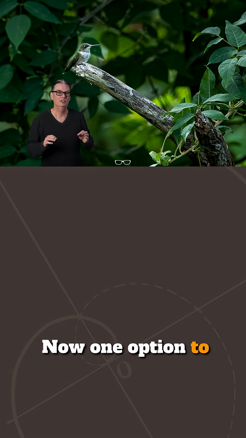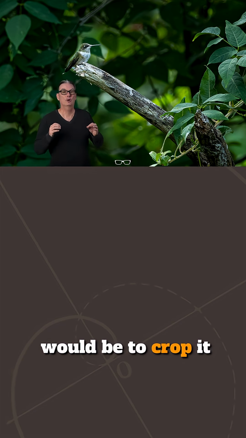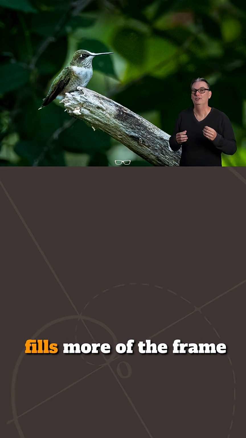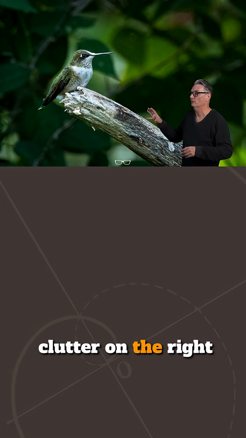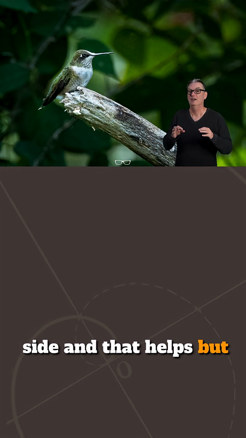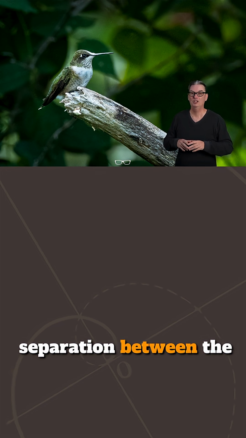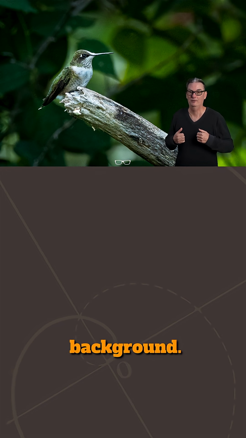Now, one option to improve this image would be to crop it tighter so the bird fills more of the frame and removes some of the clutter on the right side. And that helps, but it's still not enough separation between the bird and the background.